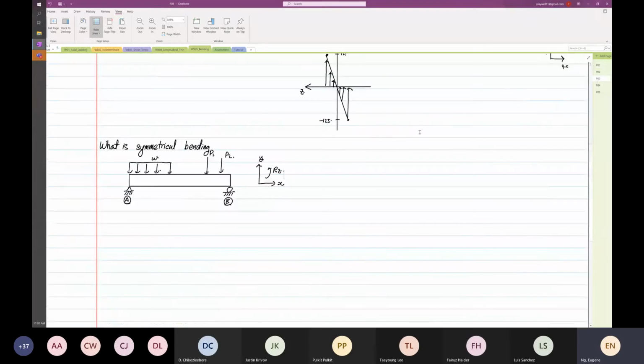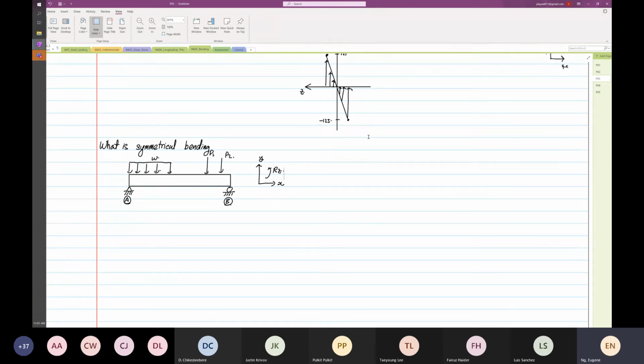This case over here, the one that we just drew, is not symmetrical about anywhere between point A and point B. Yes, right? It's not. On one side you have a distributed load, and on the other side towards B you have P1 and P2. So can this be classified as symmetrical bending? Okay, one thing I want you to take note.